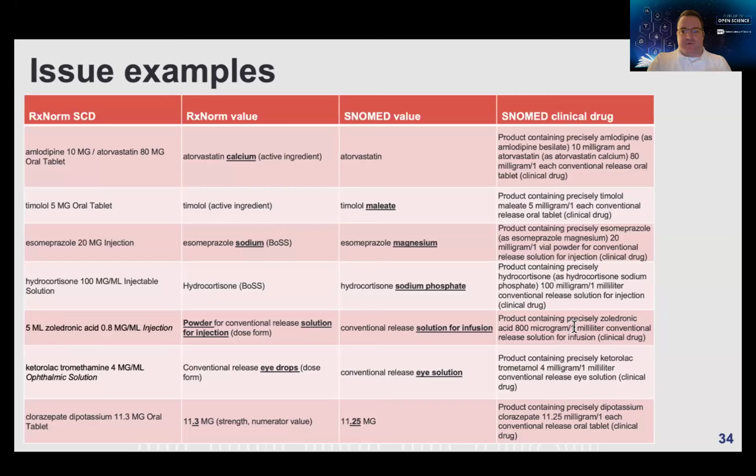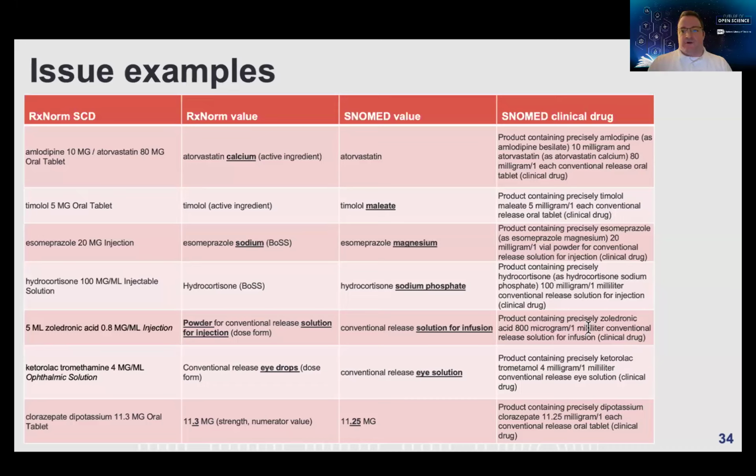So see, for example, the 5 milliliter zoledronic acid, 0.8 milligram over milliliter injection. The process is configured for all injections, the most popular manufactured dose form, powder for conventional release solution for injection. But here we find an outlier. The SNOMED CT clinical drug is a conventional release solution for infusion.